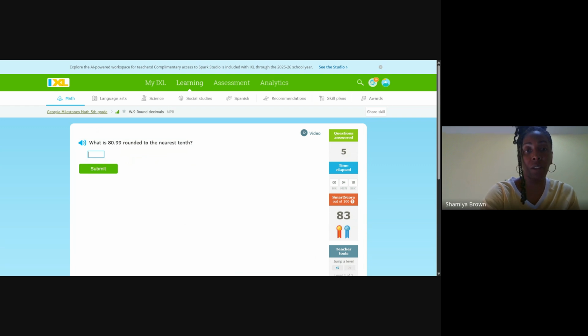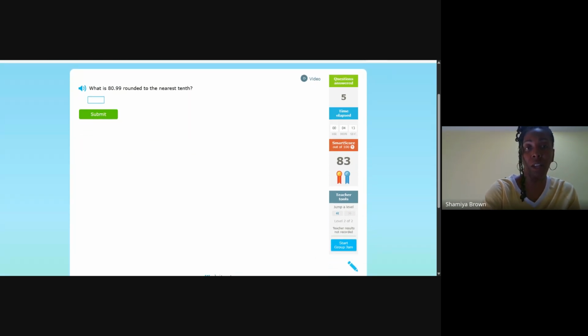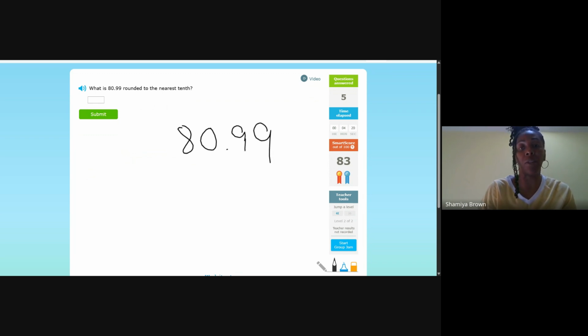And then I have 80 and 99 hundredths, telling me to round to the nearest tenth. So I have a 9 in the tenths place. So I'm going to look to this 9. This 9 is going to tell that 9 to soar. So I'm going to have to go up. But if I go up, I'm going to have to regroup. So it's basically going to be 81. This 0 is what's going up, the number right beside this. I'm regrouping here. So 81 is my answer.